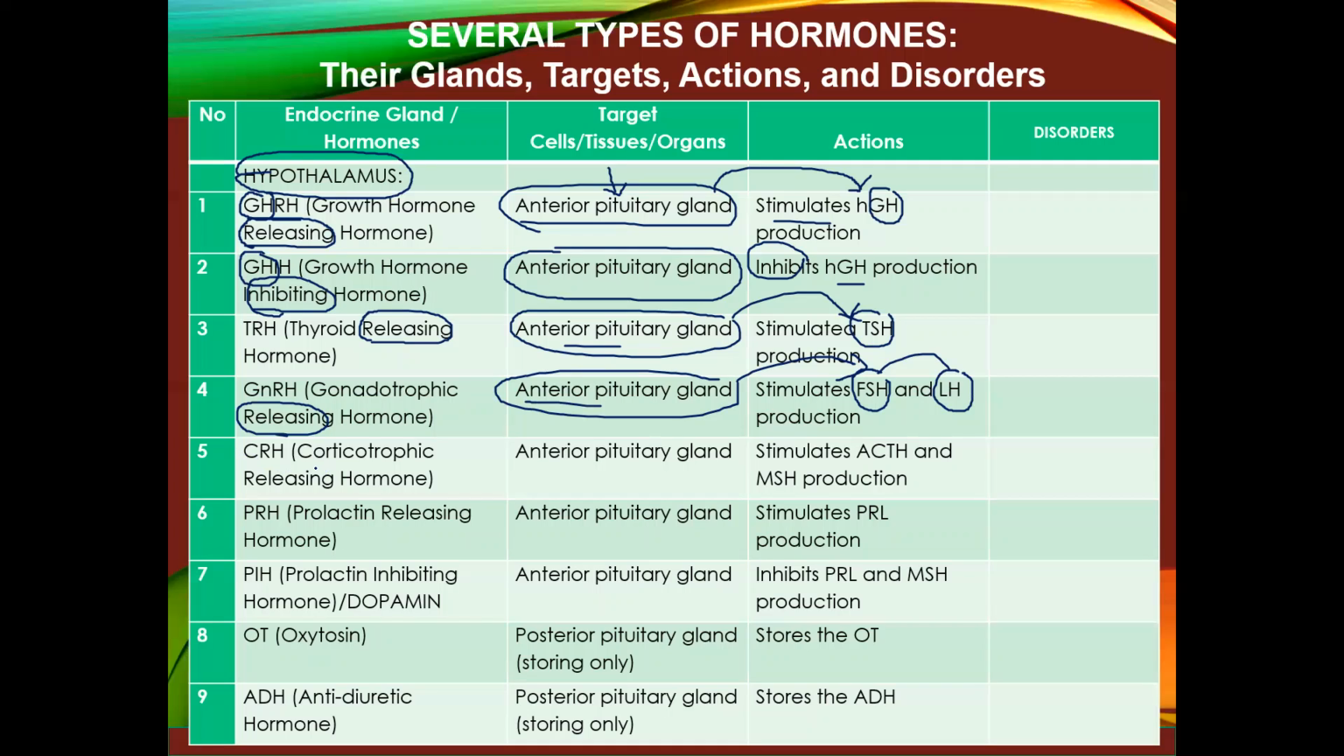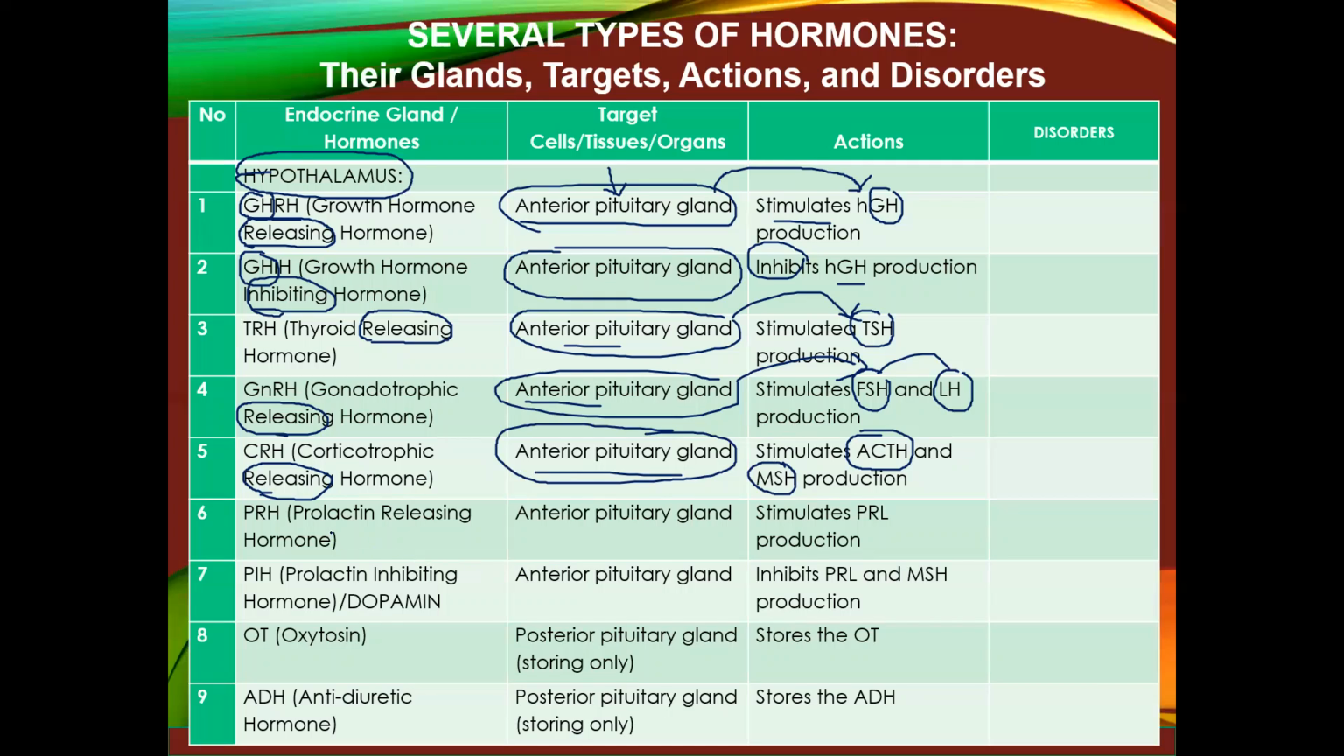The next one is called the corticotropic releasing hormone. So this one will stimulate the ACTH, adrenocorticotropic hormone, and melanocyte stimulating hormone. Both of these hormones are produced by the anterior pituitary gland. Therefore, the target for this corticotropic releasing hormone will be the anterior pituitary gland.